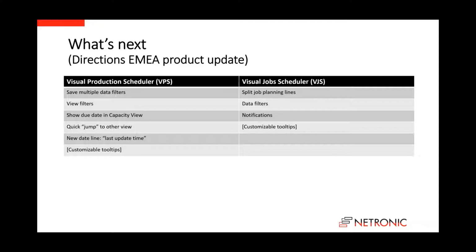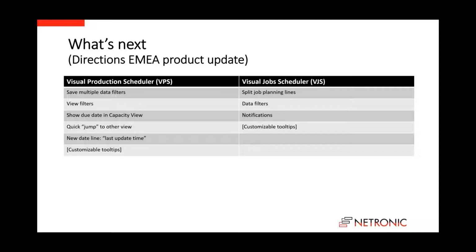With the Visual Job Scheduler, we work on the function to split job planning lines, which is a very popular feature in our .NET version. We will take what we built for data filters on the VPS and bring it to the VJS.